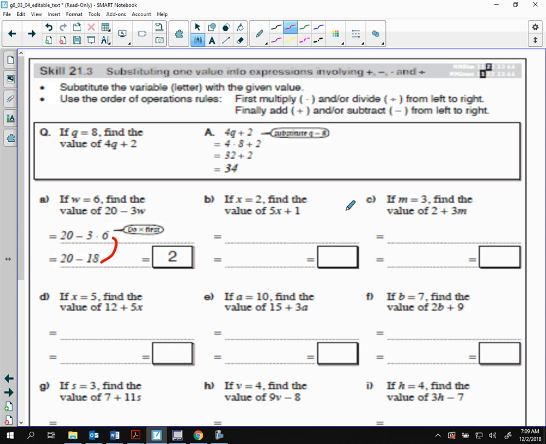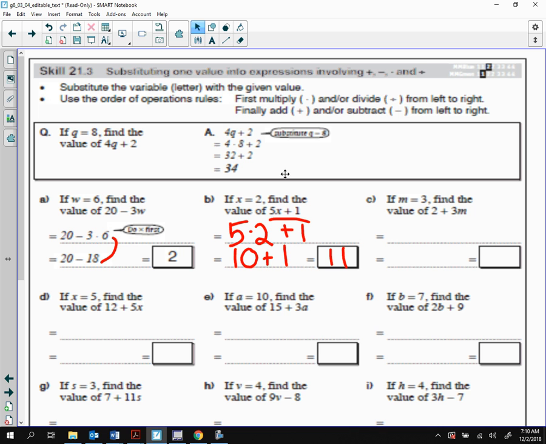Let's try B together. So if x equals 2, we're going to substitute, we're going to put 2 in this equation instead of x. So let's rewrite that. Let's do that in the right place. And then instead of x, it's going to be times 2 plus 1. 5 times 2 is 10 plus 1 equals 11.